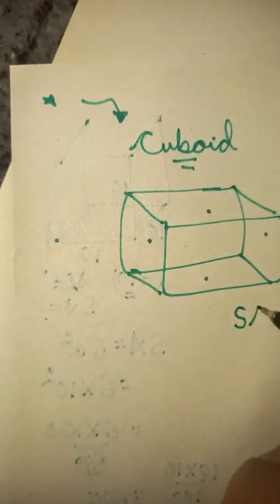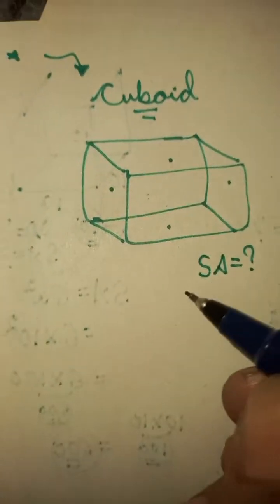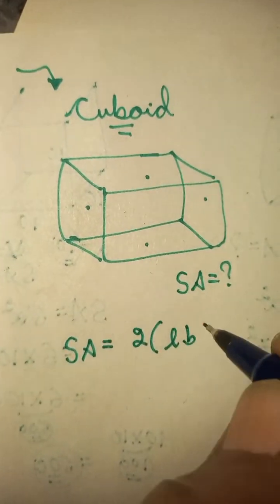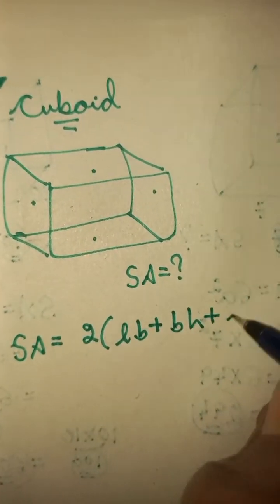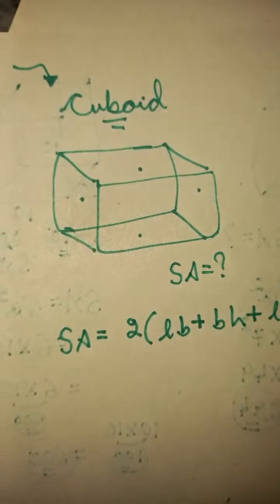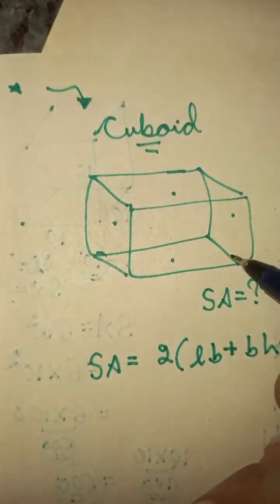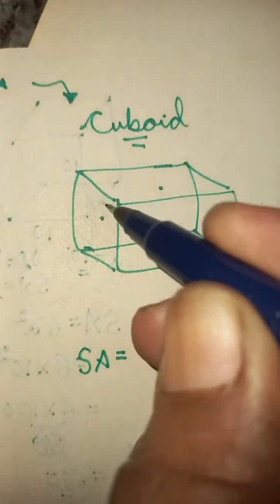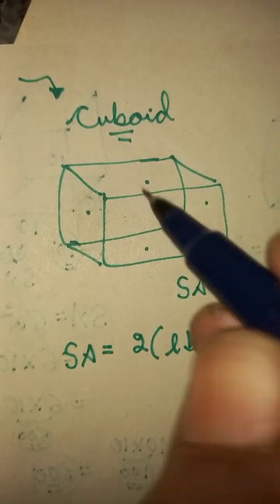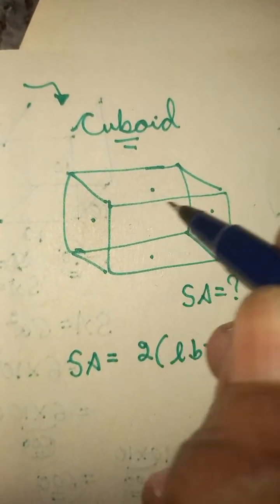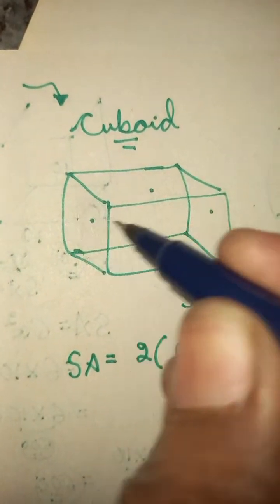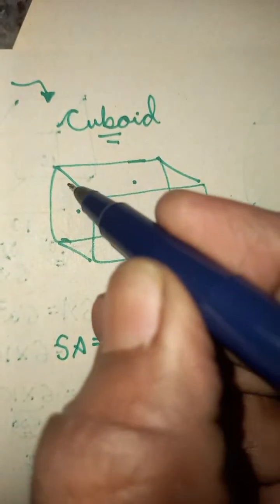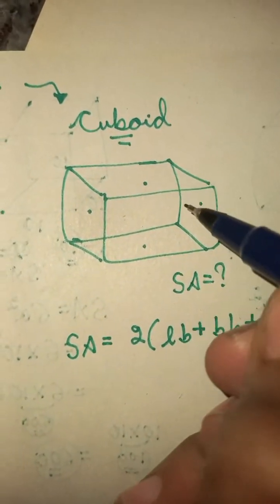So if you want to find the surface area, you can do it like this: surface area of a cuboid is 2 times (length times breadth plus breadth times height plus length times height). I am going to tell how it comes. This is length times breadth. Length times breadth gives you the bottom surface area. The same is for the top surface area. And breadth times height: this is breadth, this is height. You get the front face and the back face. And now length times height: this is length and this is height. You get the left face and the right face of the cuboid.